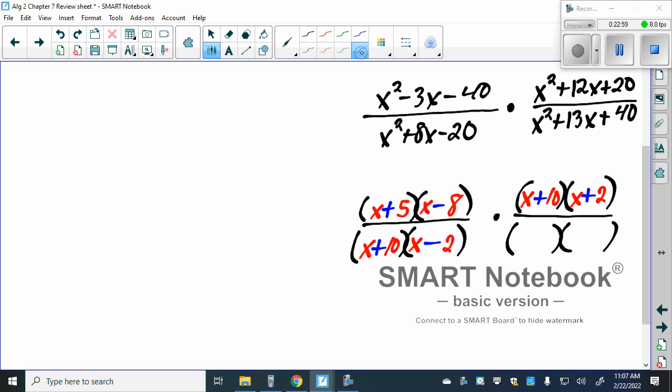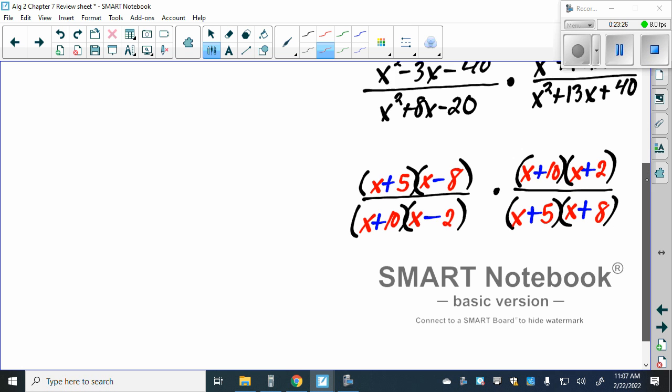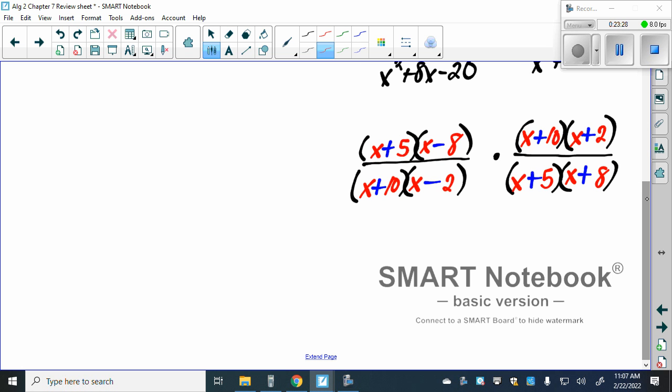The denominator, since 40 is positive, the signs are the same and match the sign of the middle term, which gives us another plus and plus. Our factors of x squared are x and x. And we're going to use 5 and 8, because our 5 plus 8 would give us 13. Any questions on how we got to this point here?